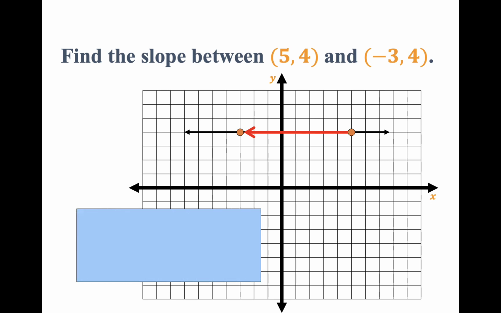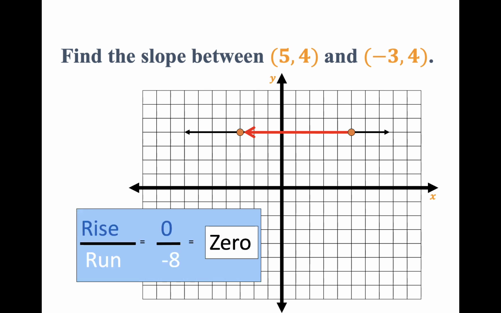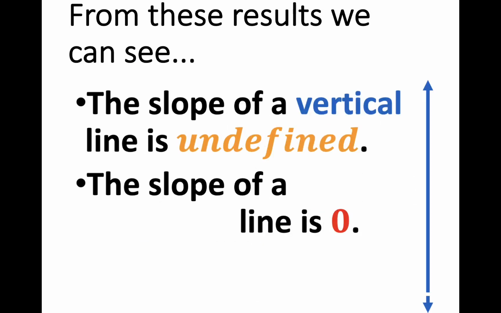Bakit siya 0? Ayan. Di ba? Wala siyang slope. Kaya siya ay 0. Okay. From this result, we can see that the slope of a vertical line is undefined, where the slope of a horizontal line is 0. Ayan.